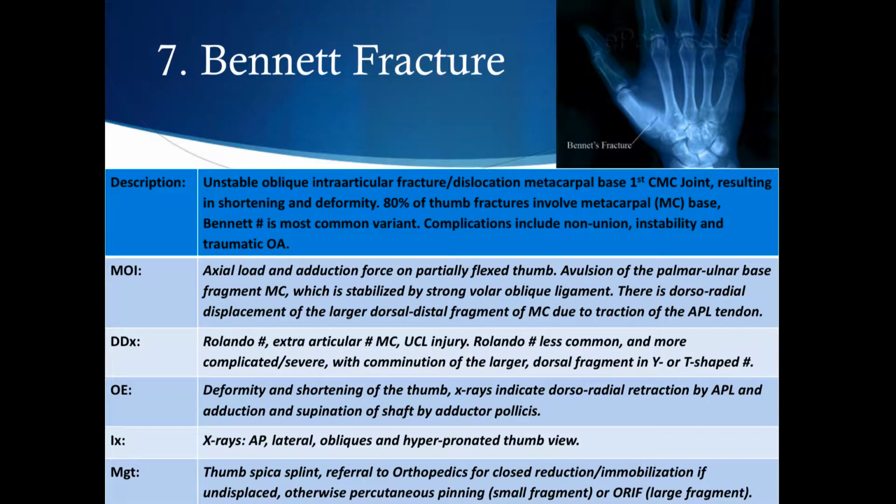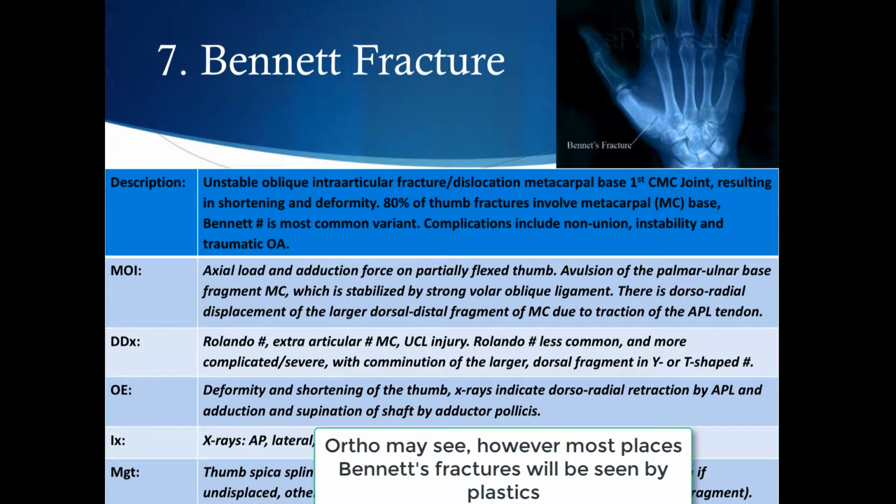Imaging would include X-rays including the AP, lateral, obliques, and hyperpronated thumb view. Management will include placing the patient in a thumb spica splint and referral to orthopedics for closed reduction and immobilization if undisplaced. If the fracture fragment is small, then it will require percutaneous pinning. But if there's a large fragment, then we can proceed to ORIF.